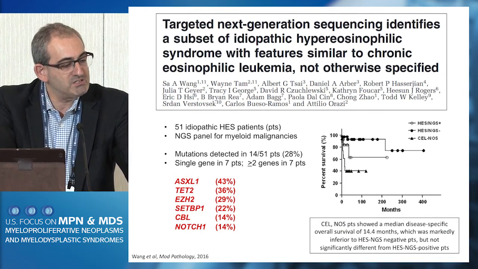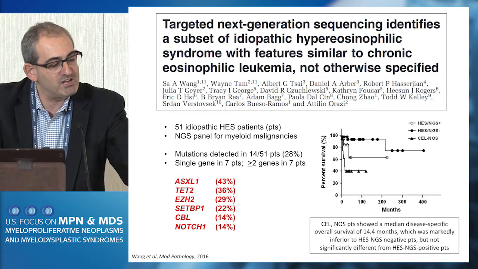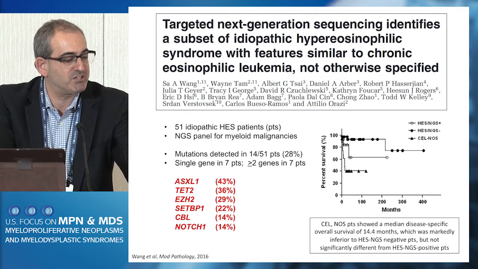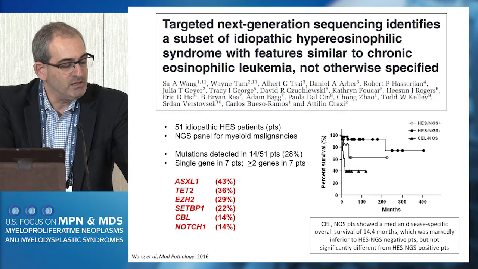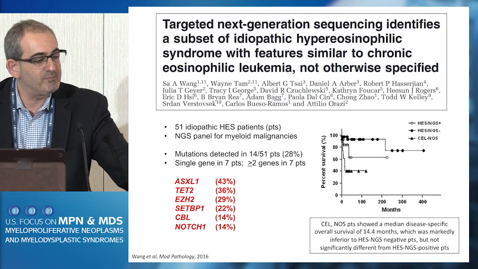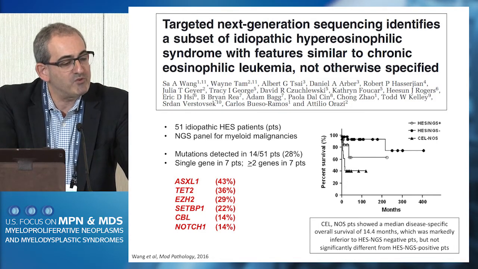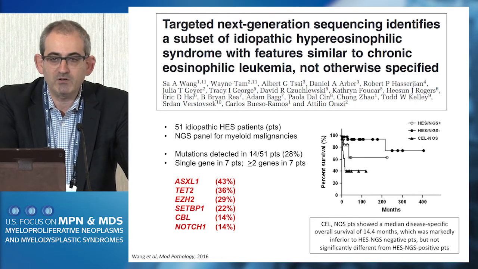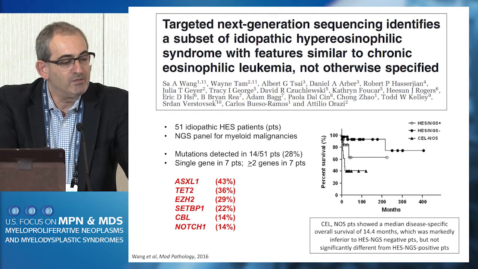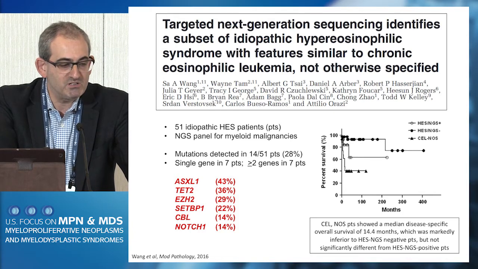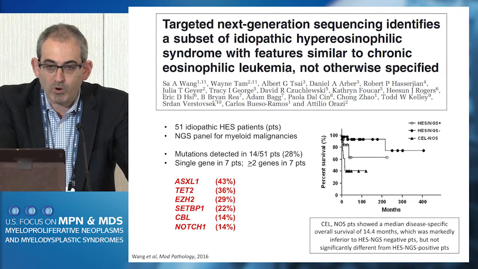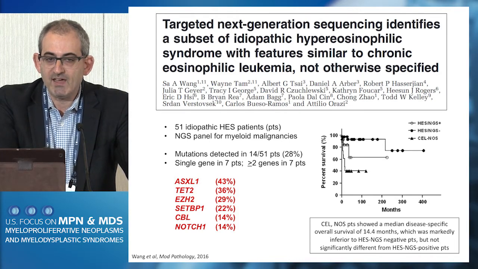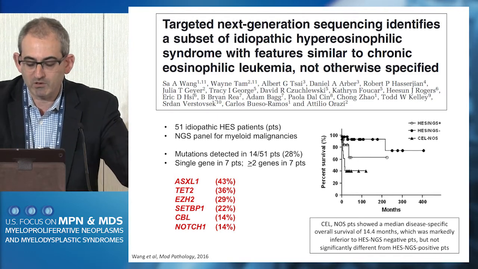Now, this is another study that looked at patients with HES who underwent next-generation sequencing. These were 51 patients, and you can see that out of the 51 patients, 14 or 28% were found to have one or more mutations in typical myeloid genes, such as ASXL1, TET2, EZH2, SETBP1, CBL, and NOTCH1. And when they looked at the survival of those HES patients positive for mutations or negative for mutations, compared to CEL-NOS, those HES patients that were found to have mutations actually had a survival that approached that of chronic eosinophilic leukemia. That is, the survival was poor. In contrast, those patients that have HES in which no mutations were found, the survival was relatively better.